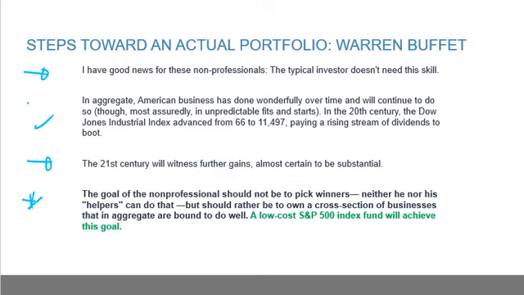So here's the key bit of advice, which I believe I've put into bold, is that the goal of the non-professional should not be to pick winners. Neither he nor his helpers can do that, but should rather be to own a cross-section of businesses that in aggregate are bound to do well. A low-cost S&P 500 index fund will achieve this goal.